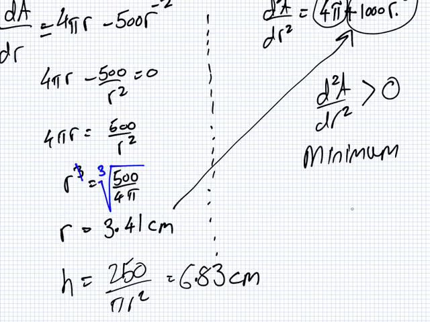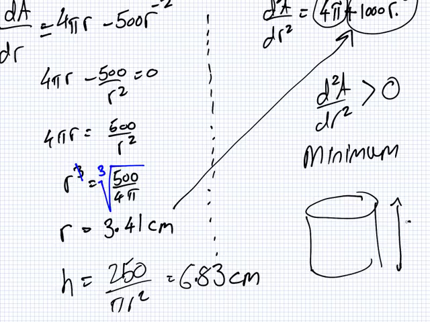So my cup, the height is 6.83 centimeters, and the radius is 3.41 centimeters. This will be the cheapest cup that can hold a cup of coffee. Give me that ruler and see how close we were.